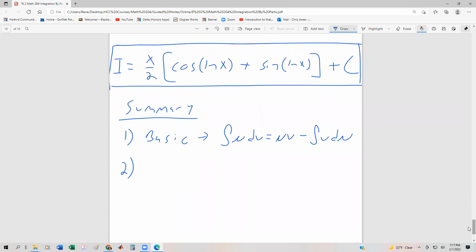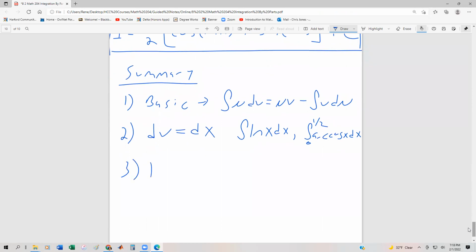The second type was where we had to define dv to be dx. And usually that occurred in an integral, if you remember, ln x dx. And then we had the other integral, the integral of arc cos x dx. And I think it was a bounded integral, right? And then the last type was where we had to have I equals the integral, the iterated integral. For instance, we had the integral of cosine of ln x dx, and we had to solve it in terms of I by doing a couple of integration by parts.